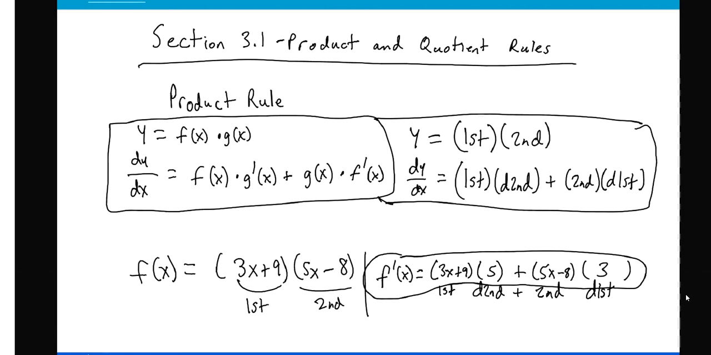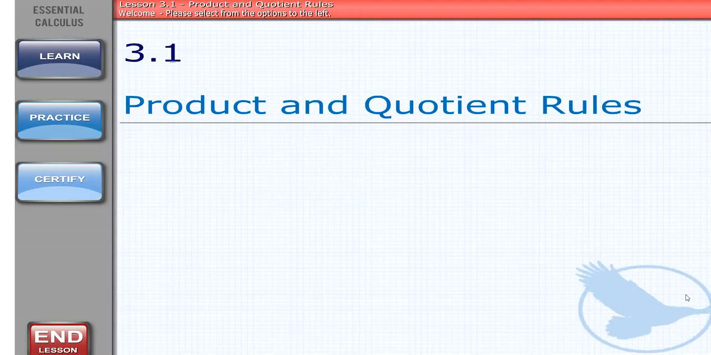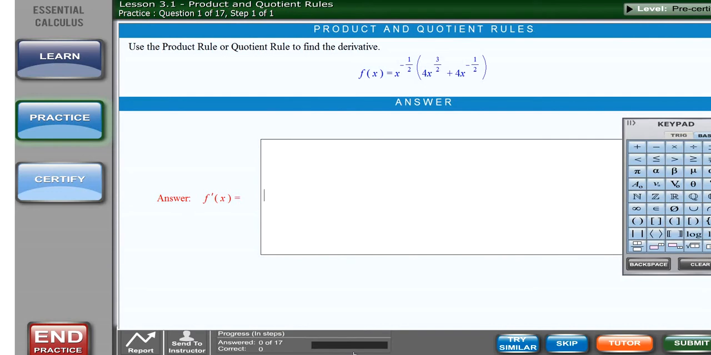Okay, so let's go over here to Hawks and take a look at what they have. So again, this is section 3.1, product and quotient rules. The first several questions that you're going to see are product rule questions. So if you look at this, use a product or quotient rule to find the derivative. We have x to the negative 1/2 times 4x to the 3/2 plus 4x to the negative 1/2. That's the same setup as the problem I just worked. It's just you have these ugly fractional exponents. But it's not a big deal. I mean, we don't do anything any different. It's still that same rule.